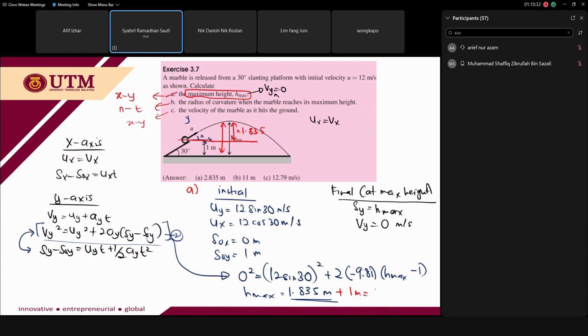Okay, then this is what you get: 2.835 meter. Usually when we calculate the height, it is based on our reference point. So let's say here is point A. It's based on the distance from this reference point A. You need to look at the figure if the question provides the figure. When you calculate, it's based on the reference point here. Since H max is from the ground, you need to add 1 meter. This height here.